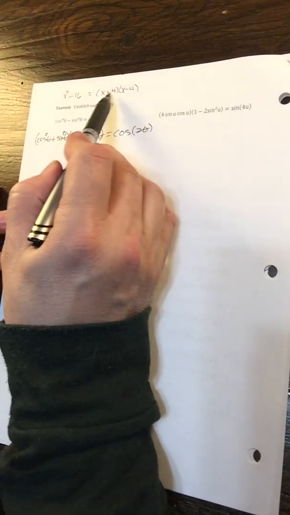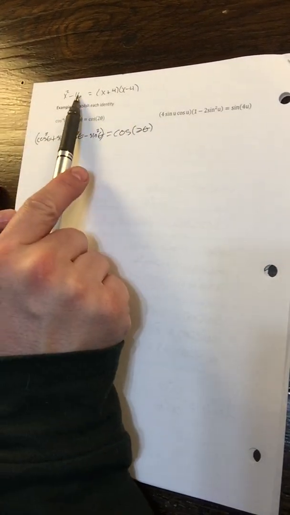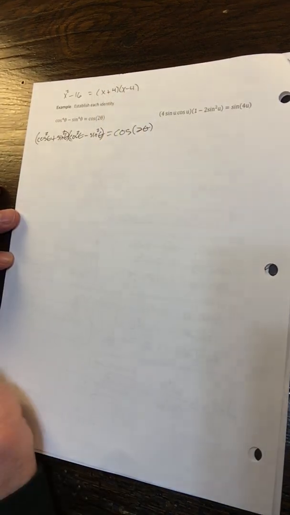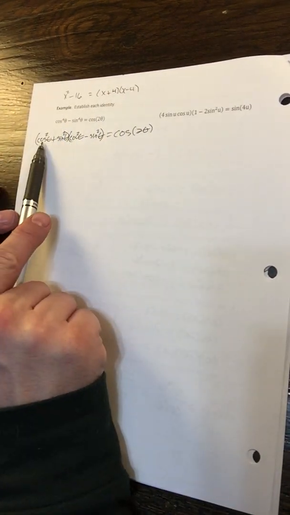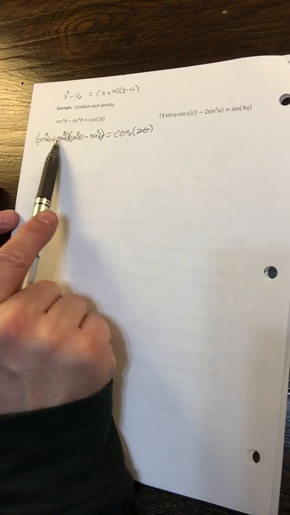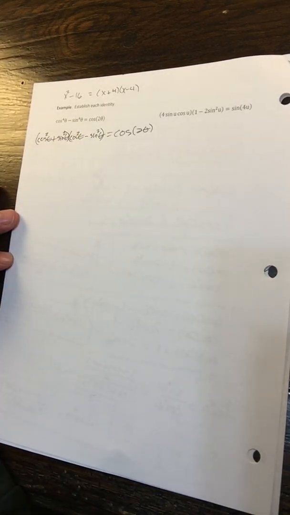Just like this turned into x plus 4 and x minus 4, you take the square root of both of these, right? Square root of that's x, square root of that's 4. Put them in both spots, put a plus and put a minus. Square root of this is cosine squared. The square root of that is sine squared, so it's the same thing with a plus and a minus. Yeah? Okay, the rest of this is easy.